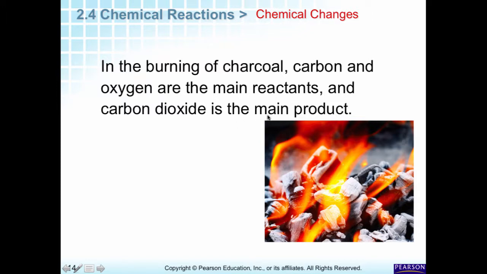So the reactants in the burning of charcoal are carbon and oxygen, and one of the main products formed is carbon dioxide, which makes sense. So carbon plus oxygen produces carbon dioxide. You know, this pen was working so well, I don't know what's going on with it though.